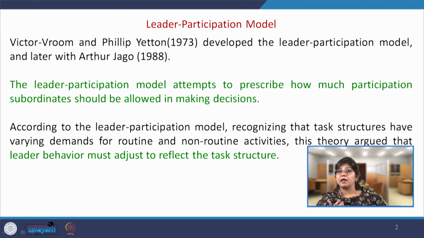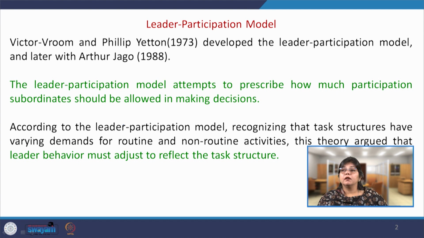So, according to the leader participation model, recognizing the task structure and varying demands of routine and non-routine activities, the leader must identify each and every aspect of the situation and reflect it in the task structure. To reflect the task structure, definitely the role of subordinates is important, but to what extent subordinates are made part of the decision making to reach or maintain that task structure, that is the significance of the leader participation model. I will just read out: the leader participation model attempts to prescribe how much participation subordinates should be allowed in making decisions.